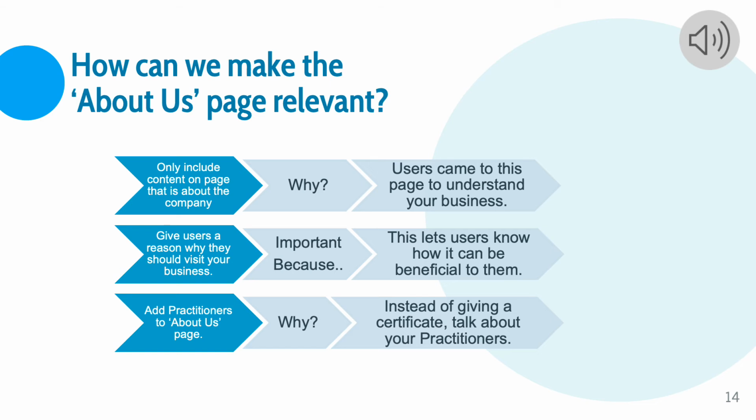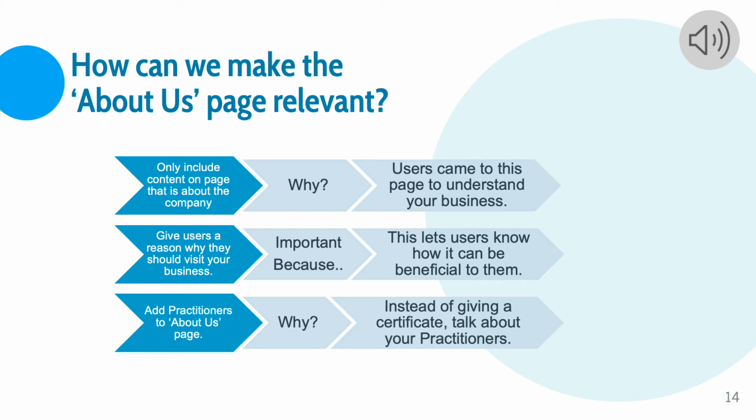How can we make the About Us page more relevant? First, only include content on the page that is about Forever in a Day. Why? Because users came to this page to understand your business. Too much information can overwhelm a visitor. Second, give users a reason why they should visit your business. This is important because this is a statement about your company and how it can be beneficial to them.